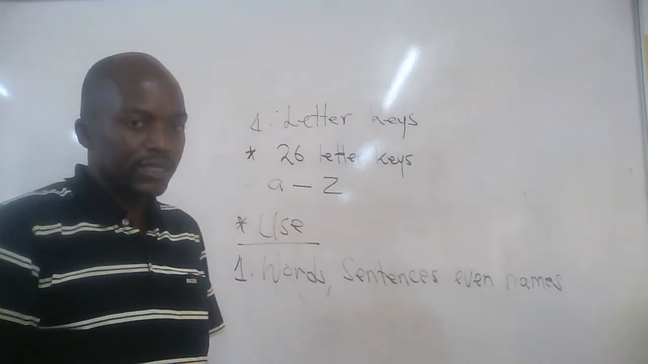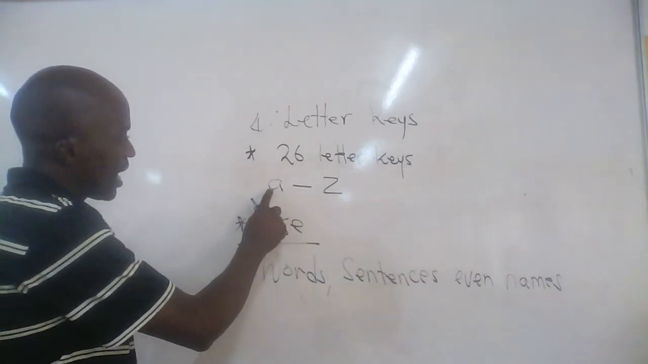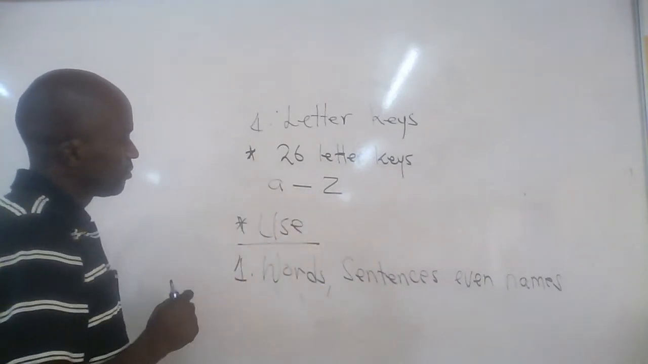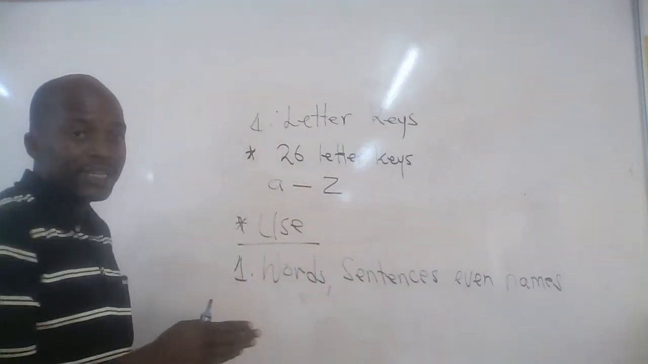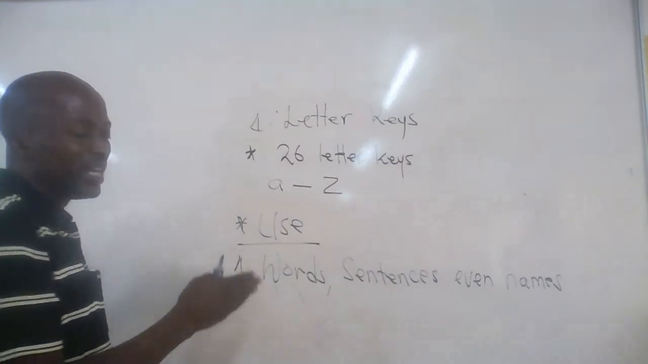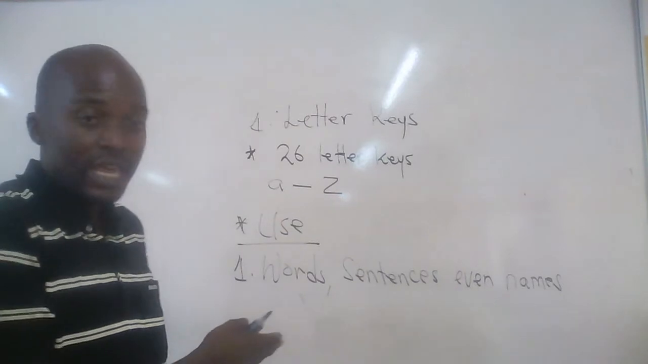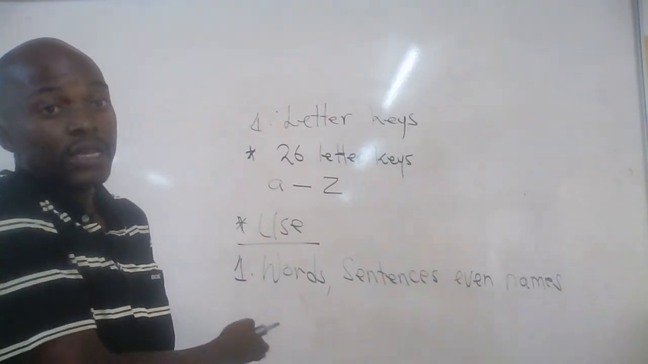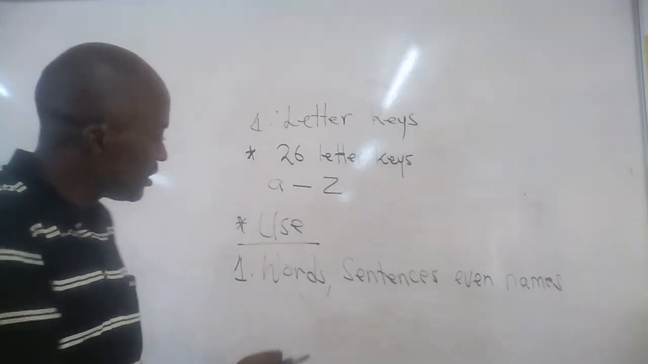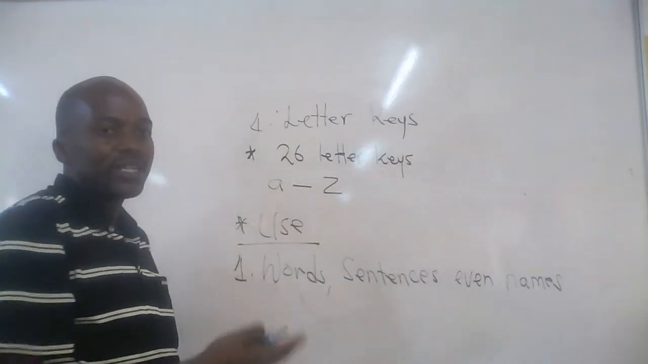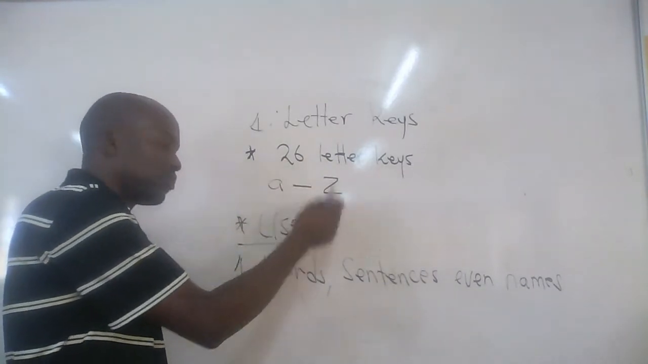For example, I'll give you an example. From A up to Z, they are 26 letters. And out of these 26 letters is where we formulate all the words in this world that are found in the English dictionary. Because in Zambia we use English, the English dictionary has words that were formulated using letters A up to Z.